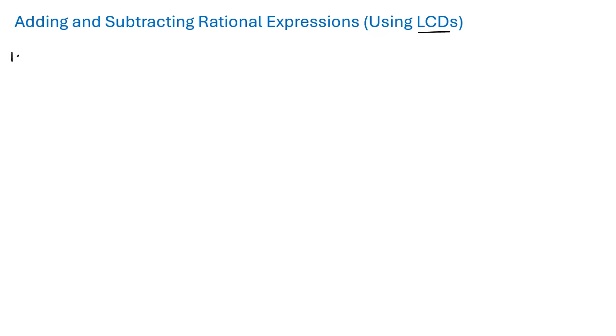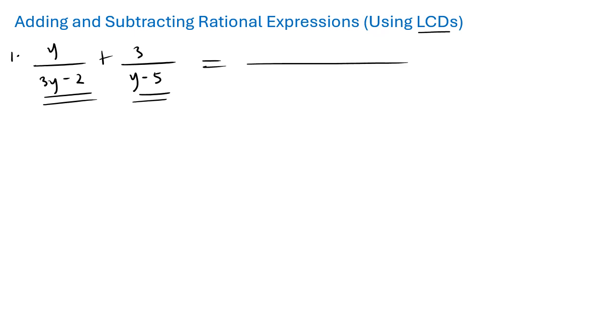In the first example, I have y divided by 3y minus 2 plus 3 over y minus 5. For this expression, we realize that the denominators are different. They're different, so we do not have a way to make them overlap. Because of that, we would just multiply them together, and that's what we call the least common denominator. So that's going to be 3y minus 2 times y minus 5.